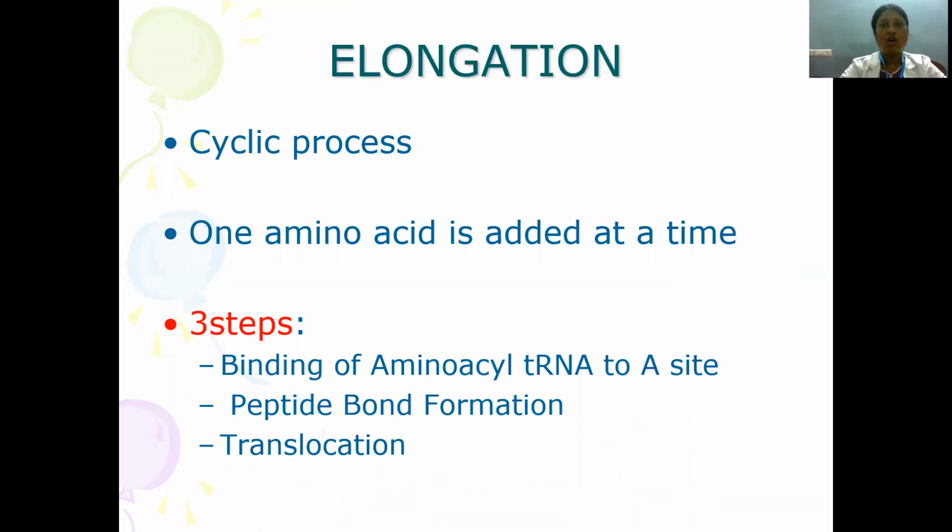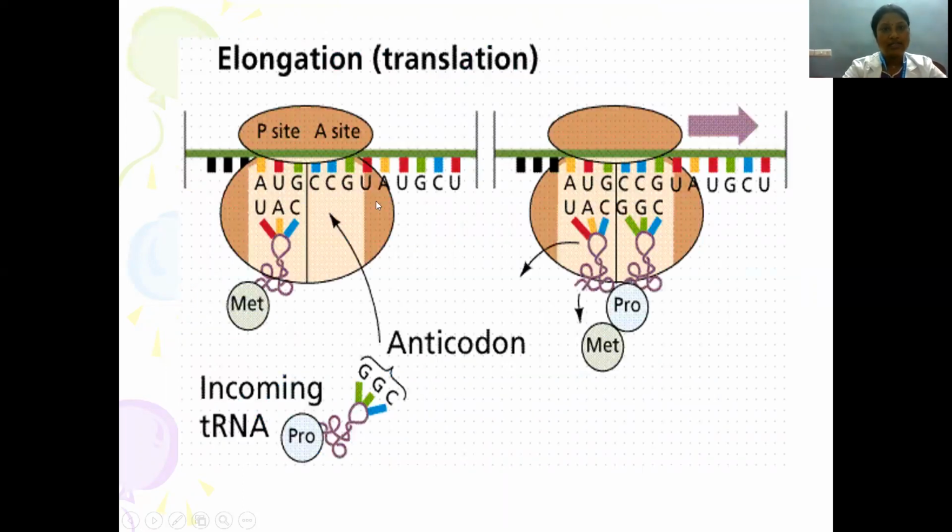The second step in translation is elongation. It is a cyclic process, that is, one amino acid will be added at a time. It has three major steps. First is binding of the activated aminoacyl tRNA to the A site of the 80S initiation complex. Then there will be a peptide bond formation between the initiating amino acid methionine present in the P site and the incoming aminoacyl tRNA at the A site. Then the amino acid present in the A site will get translocated to the P site after peptide bond formation, resulting in a dipeptide. So here you can see the 80S subunit has got a P site and, associated with the mRNA, two sites, the P site and the A site.